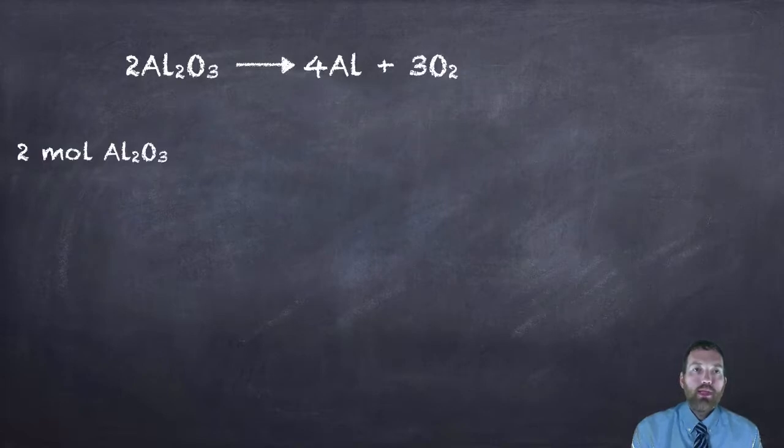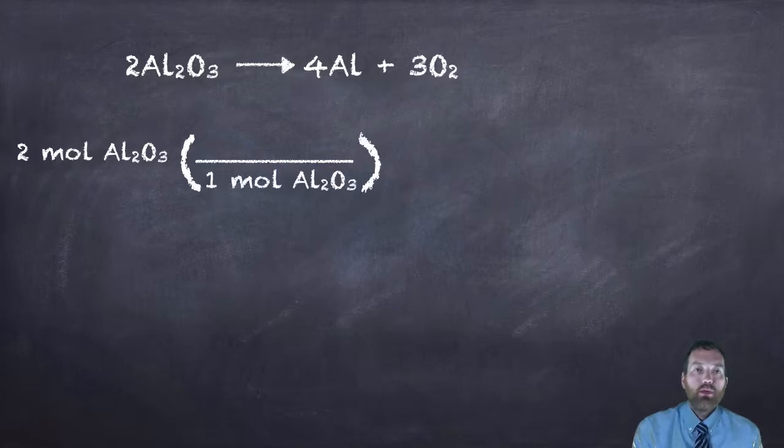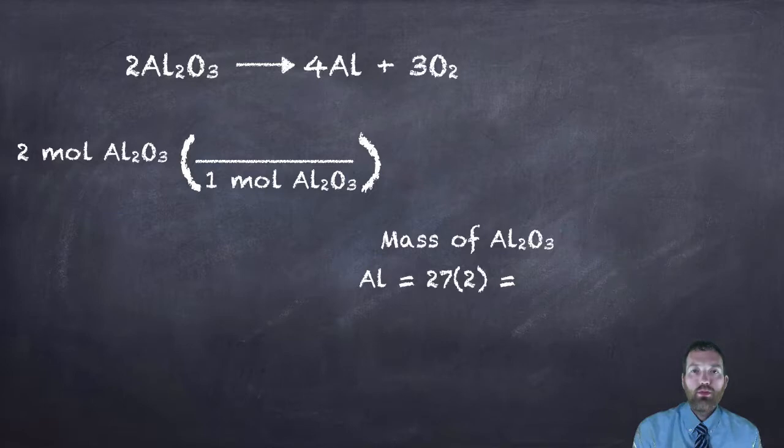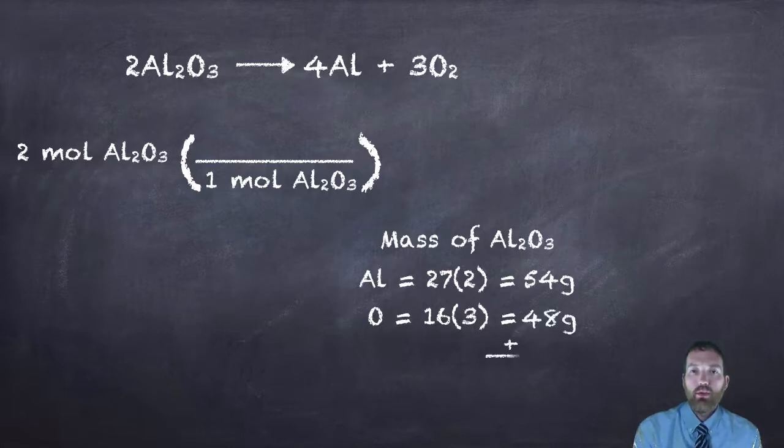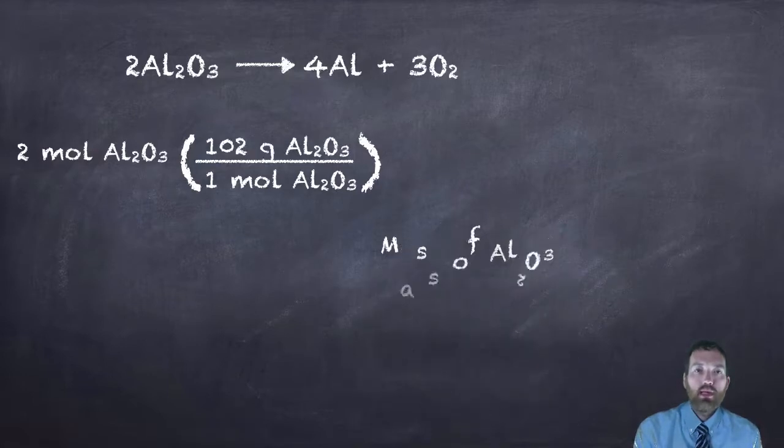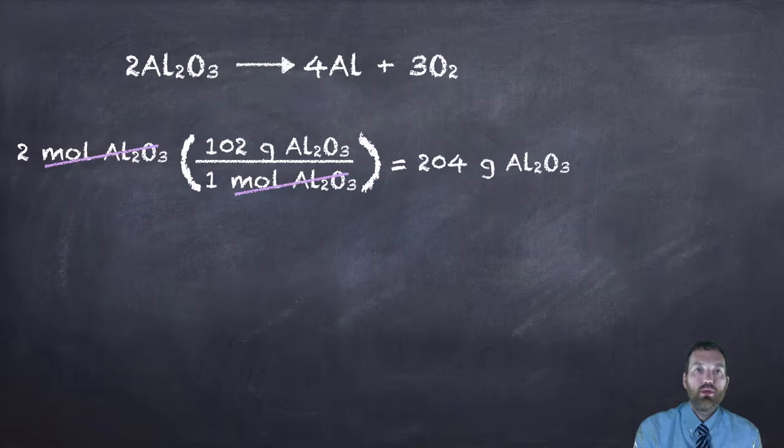Okay, so first step is we'll do the reactant, 2 moles of Al2O3. So in 1 mole of Al2O3, we have 2 aluminum, so 2 times 27 is 54. And then we have 3 oxygens. Oxygen weighs 16, but 16 times 3 is 48. If we add that together, we get 102 grams per mole. So I'll plug that in the top. My moles and moles of aluminum oxide will cross off, and 2 times 102 is 204 grams of aluminum oxide.